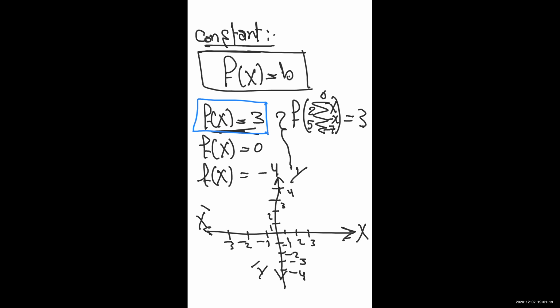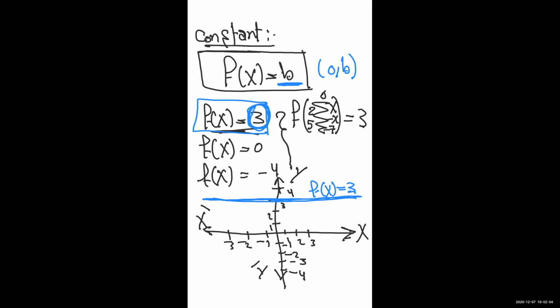F of x equal 3. Actually, the representation of the constant function is just a straight line which passes through the point 0 and b. Always this function equals b, so this means 0 and 3. B equals 3, so 0 and 3 here on the first one. It's a straight line parallel to the x-axis and above the x-axis. So this one, f of x equals 3.